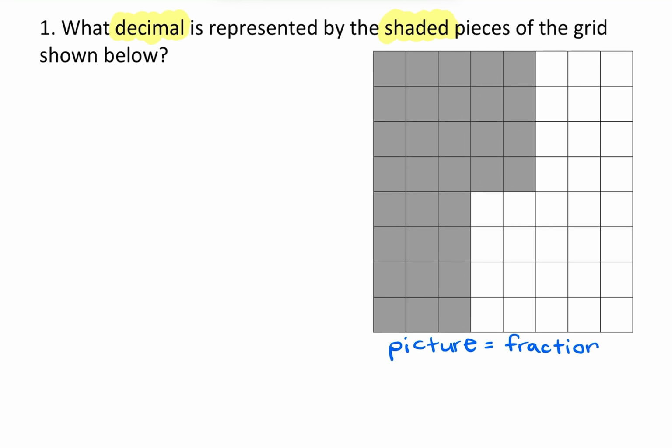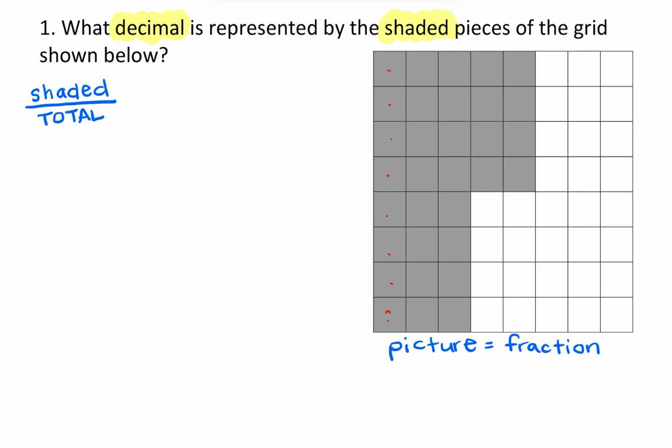And we need to know this. Pictures equal fractions. And when I write a fraction, my shaded is going to be the top number, my numerator, and then my total is going to be the total number of pieces. So let's go over here and let's count our pieces. So 1, 2, 3, 4, 5, 6, 7, 8.